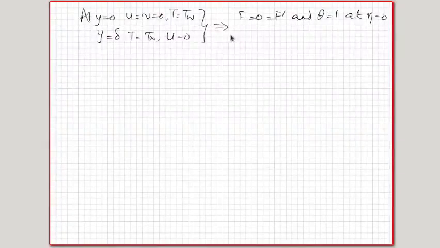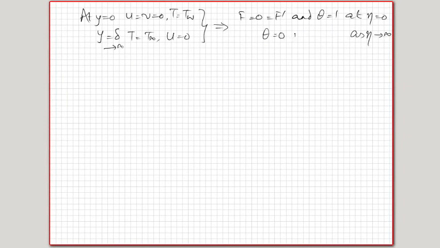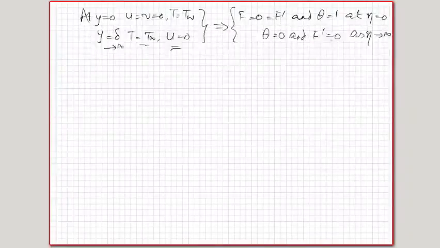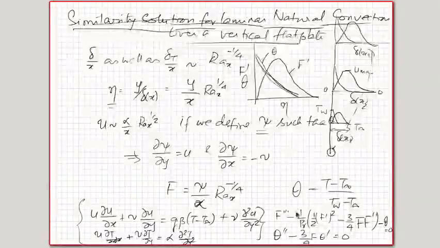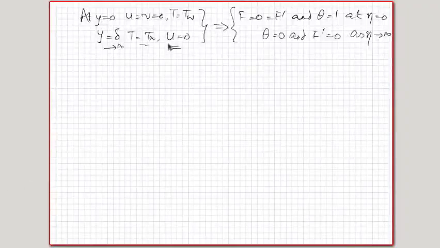Similarly, in this one, you will actually get, as eta tends to infinity, so this is as y tends to infinity, right? Theta is equal to 0 and f prime equal to 0. Okay, so this is f prime, so this goes to 0 and this goes to 0. So these are the conditions I have. So 1, 2, 3, 4 and 5 conditions. And since this is a third order equation, I'll need 3 conditions for this, and this is a second order equation, I'll need 2 conditions for this. So there are 5 conditions. So this problem is well defined, and I can go ahead and solve this.